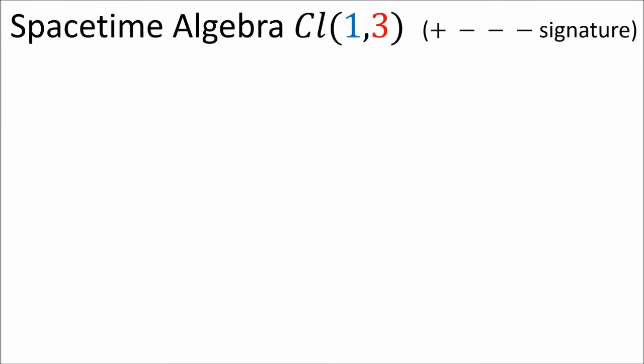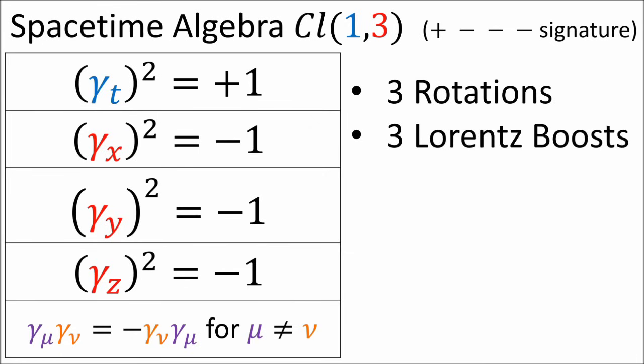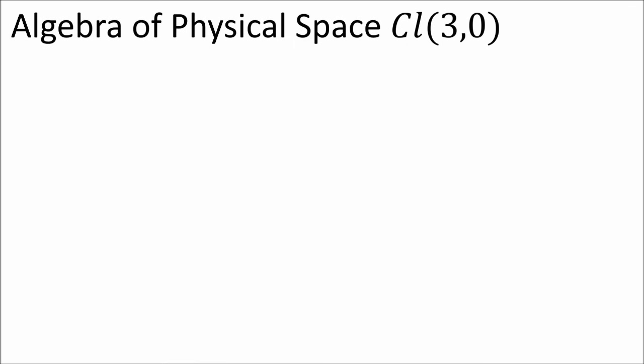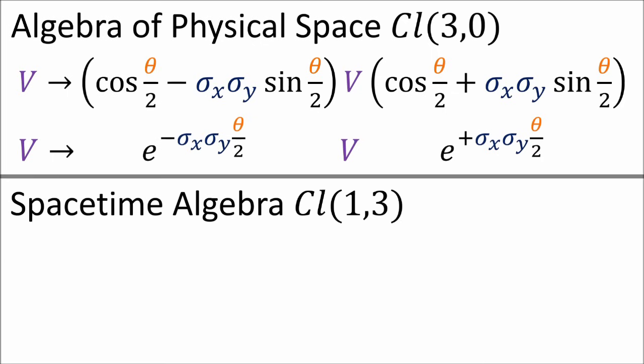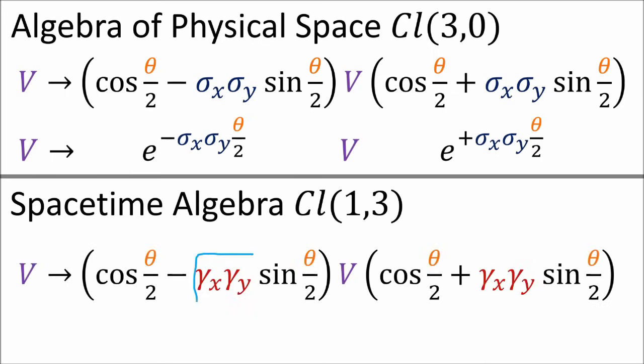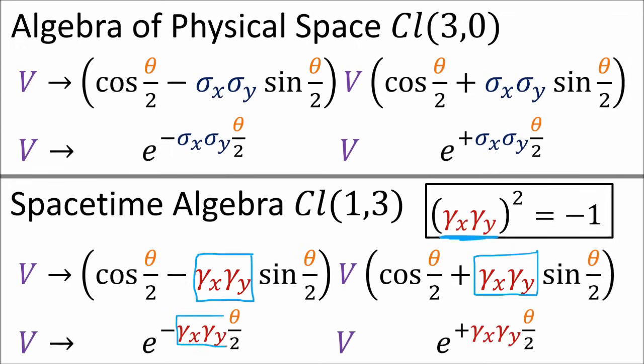Now let's look at the rotations in four-dimensional spacetime with Cl(1,3). In spacetime, we should be able to do 3 rotations, as well as 3 Lorentz boosts. The rotations here work the same way as in 3D space. If we want to rotate in the xy plane, we just use the cosine and sine formulas using the bivector gamma x gamma y, which squares to -1. Since this bivector squares to -1, we can also use the exponential formulas that we discussed previously.